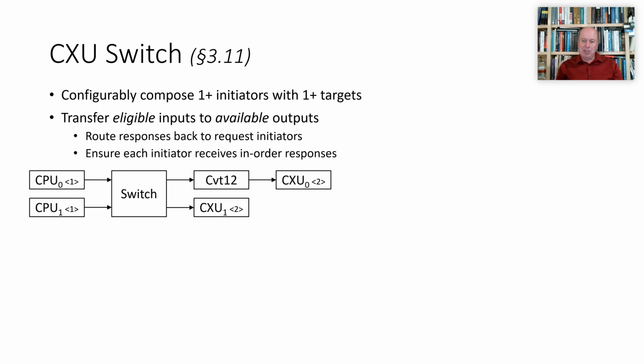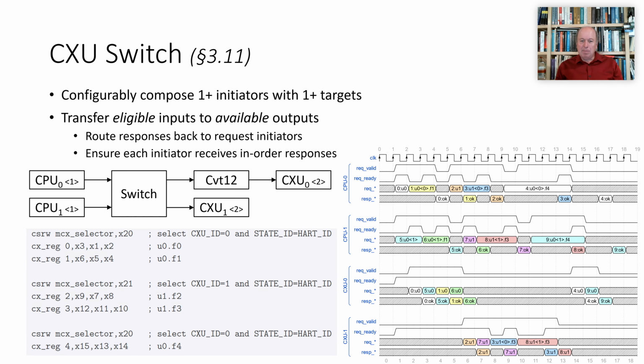Automatic CXU composition also employs CXU Switch cores that are configured to compose one or more initiators with one or more targets at some fixed CXU feature level. Switches use sets of arbiters and multiplexers to transfer eligible request inputs to available request outputs, routing requests to their downstream CXUs, and similarly routing incoming downstream CXU responses back up to the respective initiators. This example has two CPU initiators with a 2x2 switch targeting two CXUs.